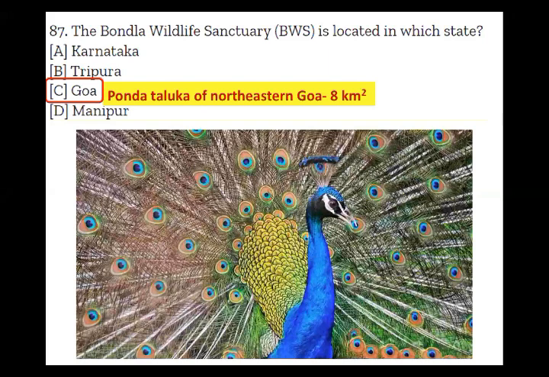So Goa is a junction for these two different Western Ghats ranges. So some floristic diversity has also been observed in this zone. What you will find here is the peacock, the Indian peafowl. It is found in abundance and in very good richness.